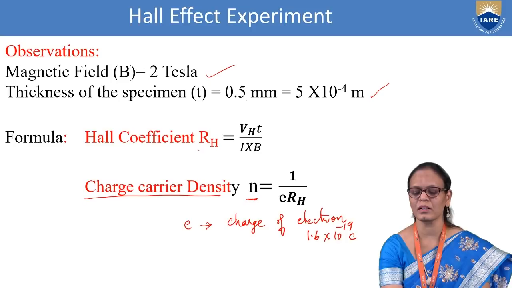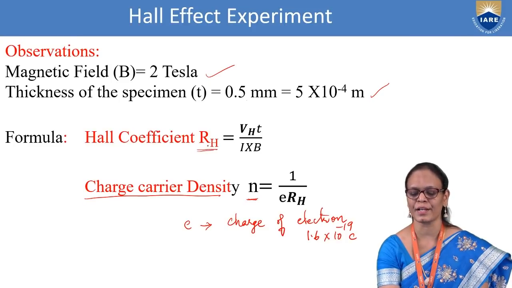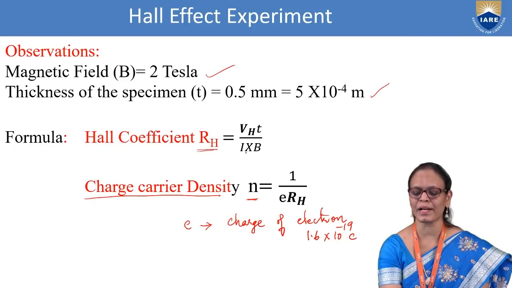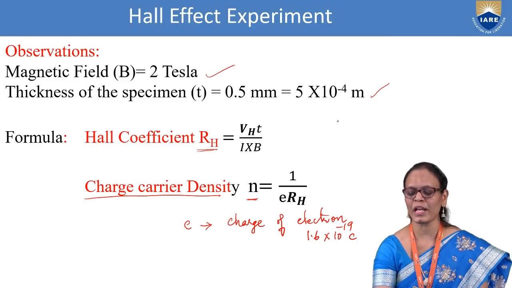So how to get the Hall coefficient RH? VH into t by I into B. VH here stands for the Hall voltage.